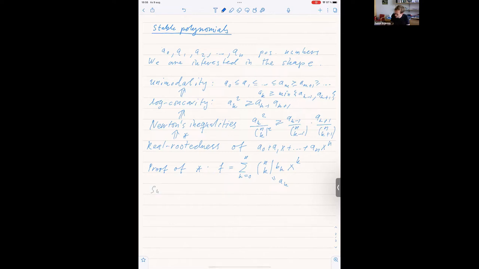So suppose now F is real-rooted. By real-rooted, I mean that all its zeros are real, of course. So we assume that this is real-rooted, then by, for example, Rolle's theorem, this implies that F prime, the derivative, is real-rooted.